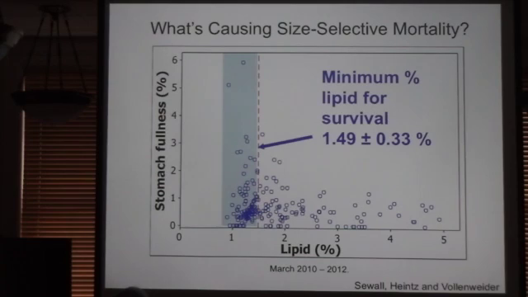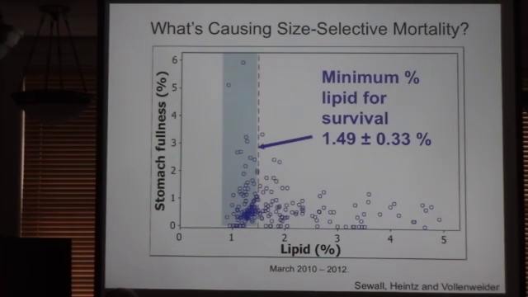So the question is, what's causing this? We think it's size-selective mortality over the wintertime. And part of the story is that when we look at the lipid content of the fish, those that have a very low lipid level have a disproportionately high amount of prey in their stomach. So the stomach fullness is increased in fish with low lipid levels. So this suggests that the fish that are not in very good condition are actually going out and foraging in the wintertime, whereas the fish that are in better condition in the wintertime don't forage.